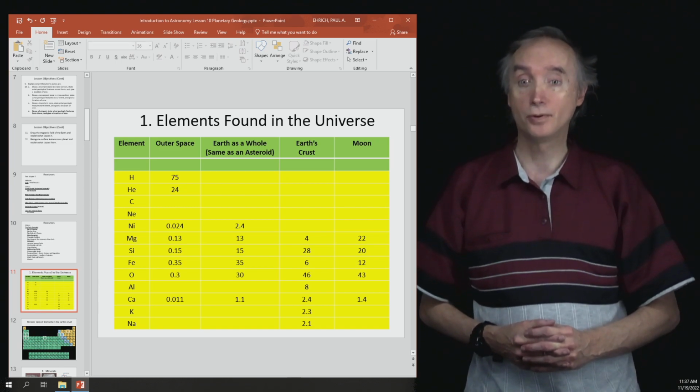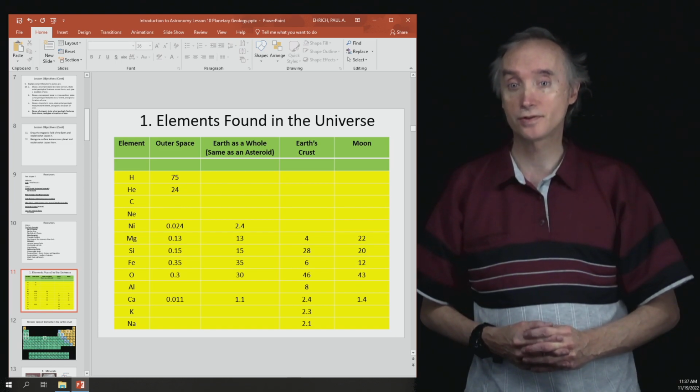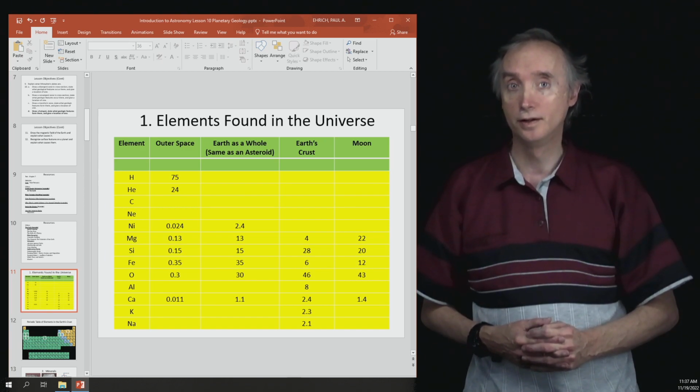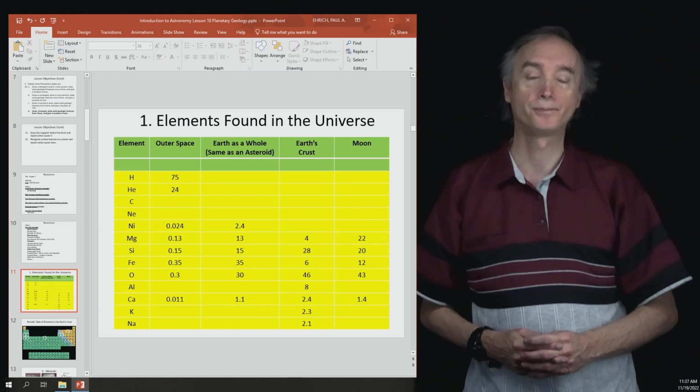However, there are some planets in our solar system that do have enough gravity to hold on to hydrogen and helium. And what are those? We learned last time that those were called the Jovian planets or the gas giants. So we'll get to them later.